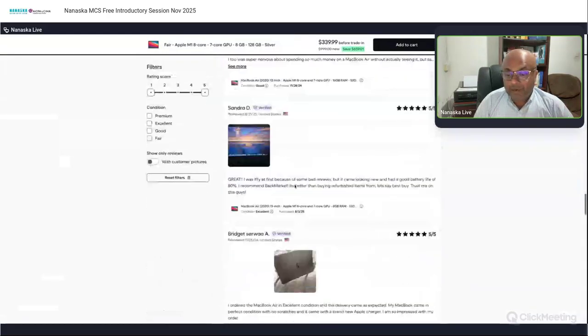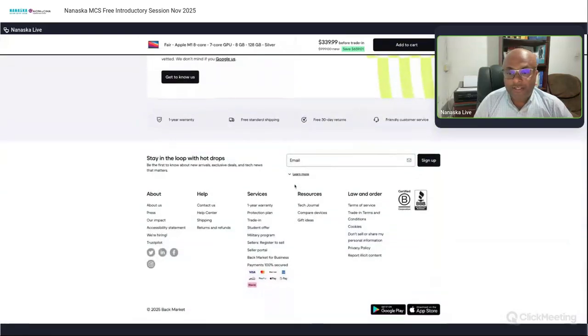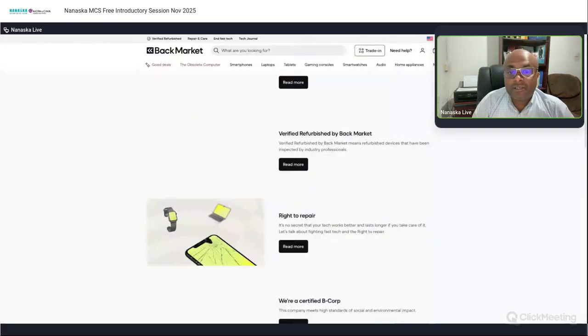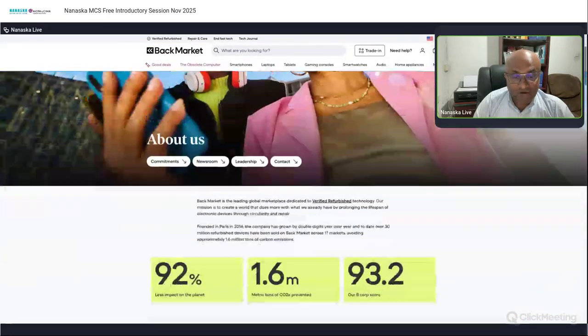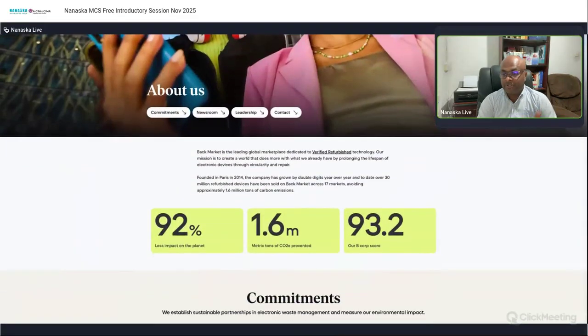Whenever you have time, go and check, because they are very serious about sustainability aspects as well. You can see from the slide: Back Market is a leading global marketplace dedicated to verified refurbished technology. Our mission is to create a world that does more with what we already have. Do more with what you have.